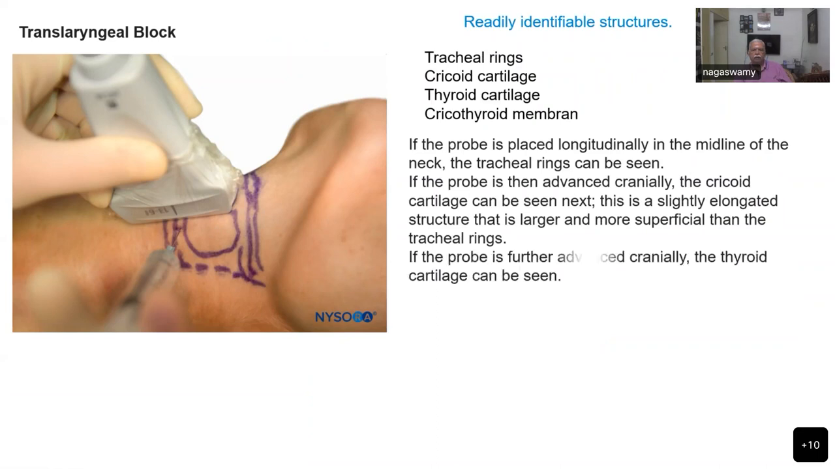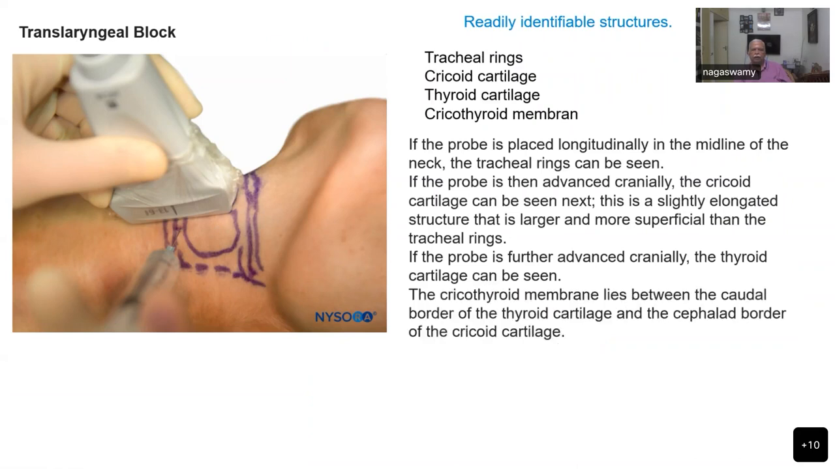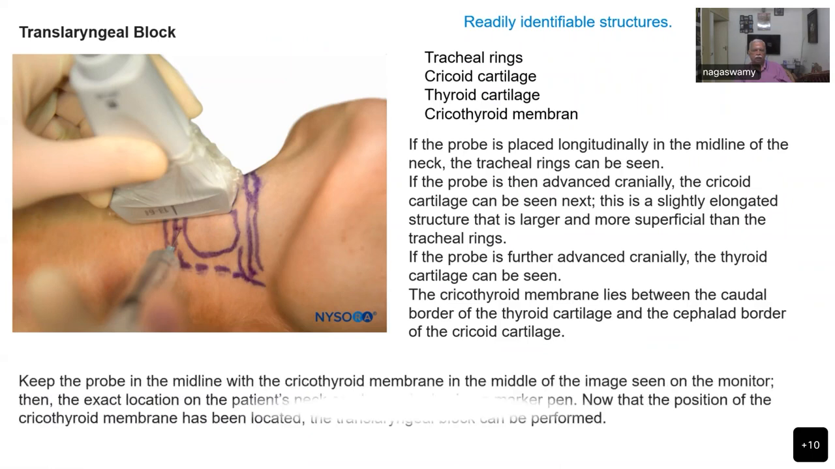The tracheal rings can be seen, and then the probe can be advanced cranially so that the cricoid cartilage can be seen next. This is a slightly elongated structure that is larger and more superficial than the tracheal ring. If the probe is further advanced cranially, the thyroid cartilage can be seen. The cricothyroid membrane lies between the caudal border of the thyroid cartilage and the cranial border of the cricoid cartilage. Keep the probe in the midline with the cricothyroid membrane in the middle of the image seen on the monitor, and then mark the patient's neck using the marker pen. The position of the cricothyroid membrane can be located, and the transtracheal nerve block can be performed.